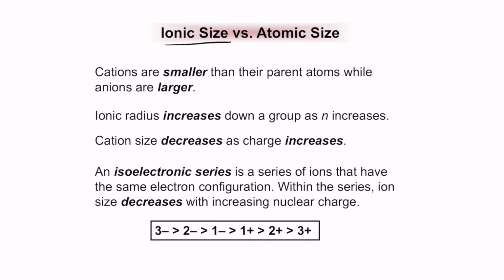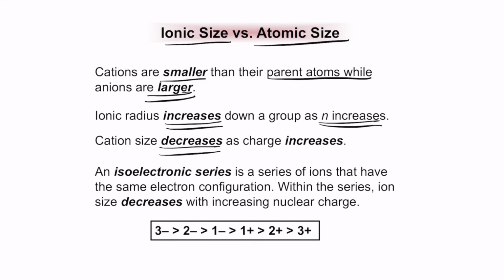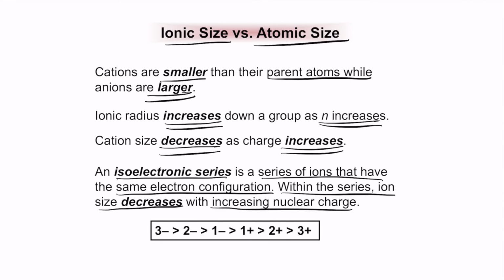Next, let's talk about ionic size versus atomic size. Cations are generally smaller than their parent atoms, while anions are generally larger. Ionic radius will increase down a group as you increase the atomic number, and cation size decreases as the charge increases. An isoelectronic series is a series of ions that have the same electronic configuration. Within the series, ion size decreases with increasing nuclear charge.